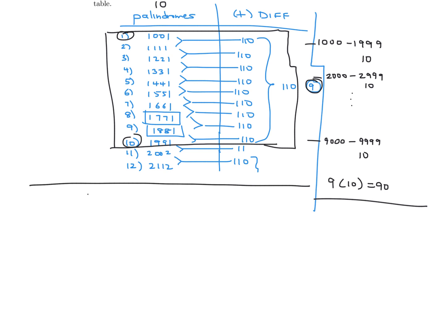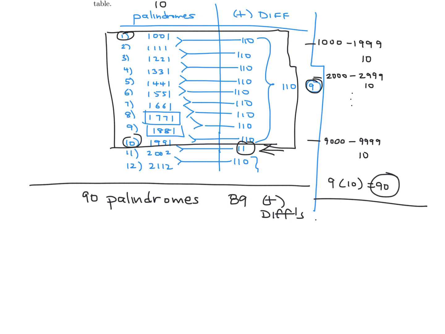Okay, so there's 90 palindromes. That's what we concluded from the previous question. So that means there's 89 differences, 89 positive differences. Okay, so that's the first part. And then there's this 9-to-1 ratio, right? There's 9 110s, and then there's 1 11, and then it just repeats like that.